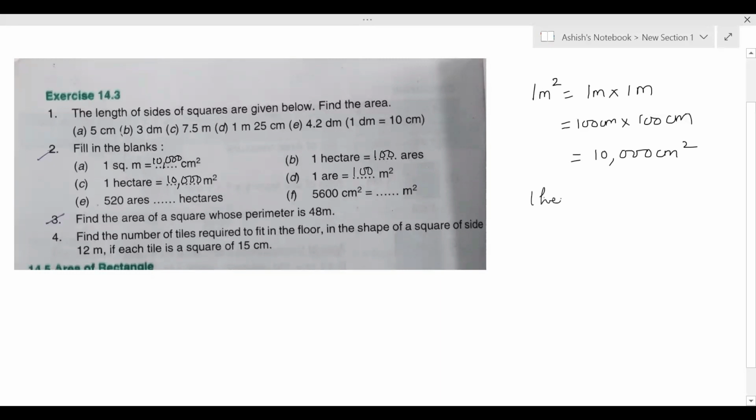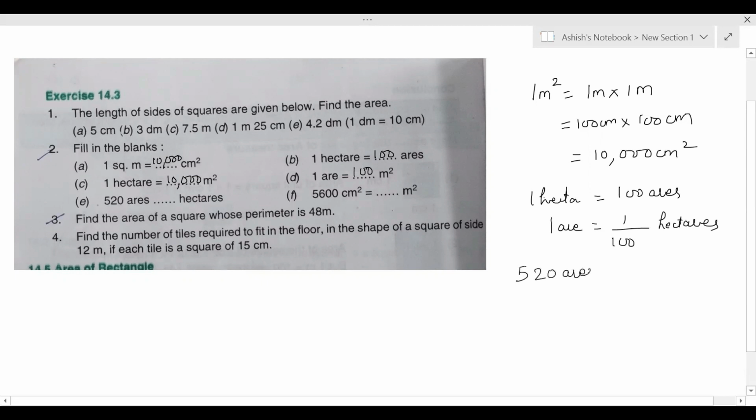We know that 1 hectare is equals to 100 areas. So 1 area will be equals to 1 by 100 hectares. So similarly, we are having here 520 areas. So 520 areas will be equals to 520 by 100 hectares. So 0 will get cancelled, 1 will bring one place of decimal, and this will become 5.2 hectares. So we are going to write down over here, it is 5.2 hectares.